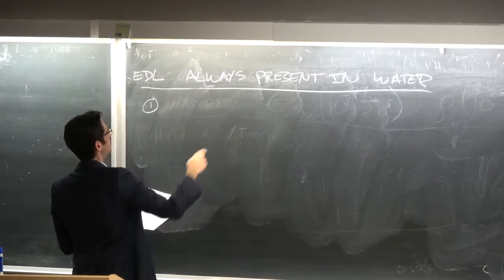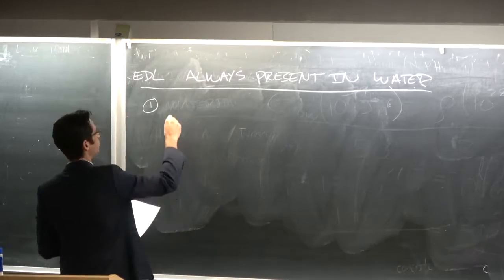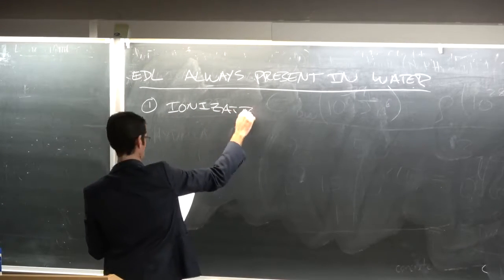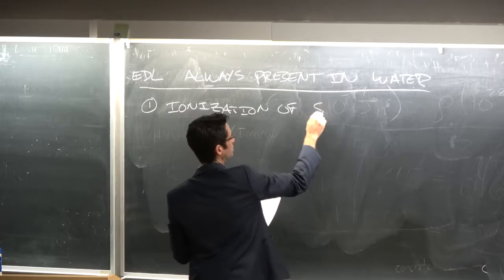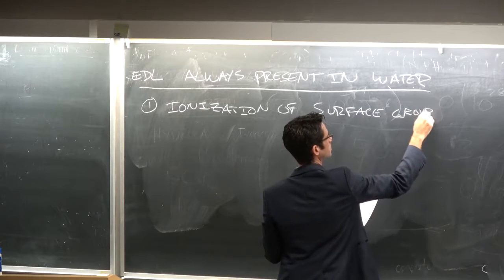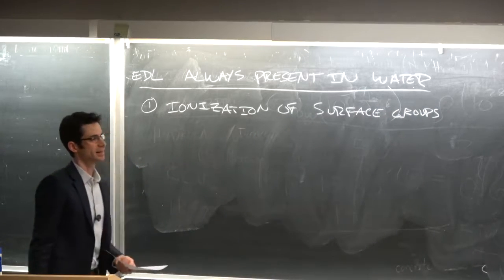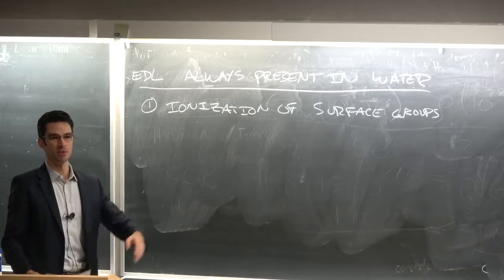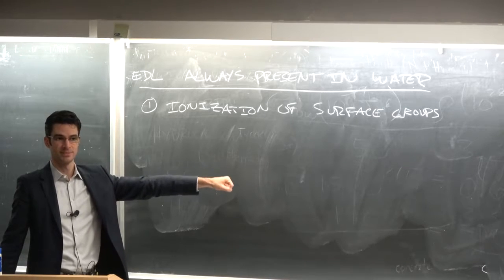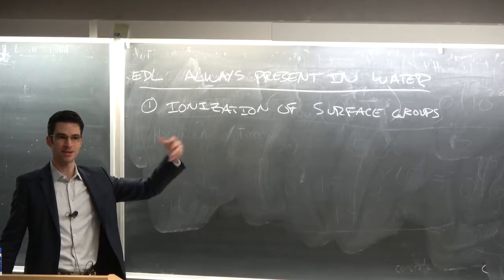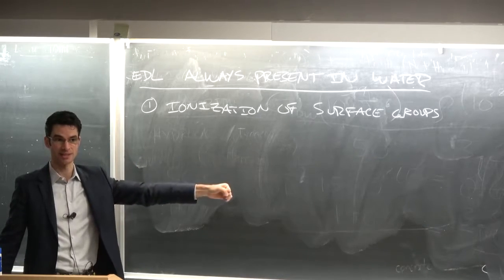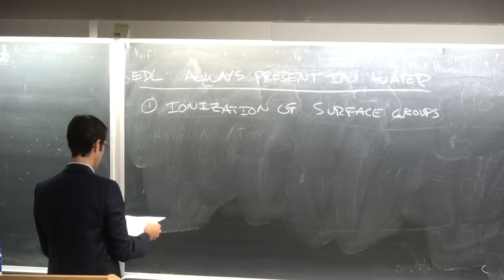So the electric double layer is always present in water. And why? Because you can have ionization of surface groups. Suppose you have some amine, some NH2 group. That's basic, so it will suck on an H plus and it will become NH3 plus. So that's what I mean by ionization of surface groups.